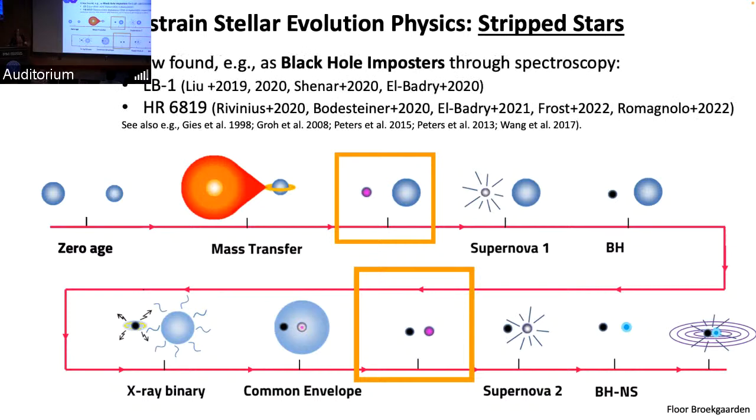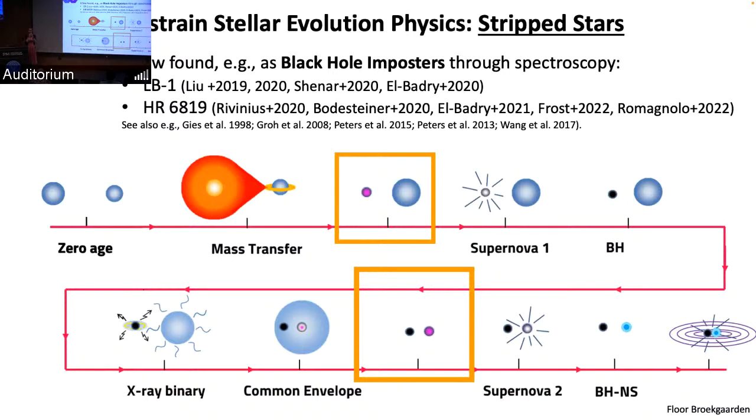Now, interestingly, a few have recently been found. These were found as black hole impostors. So maybe you've heard about this 70 solar mass black hole, LB1, that was residing in our galaxy, or the nearest black hole, which then later on, a black hole detective, Karim El-Badry, and others, showed to be actually stripped helium stars.